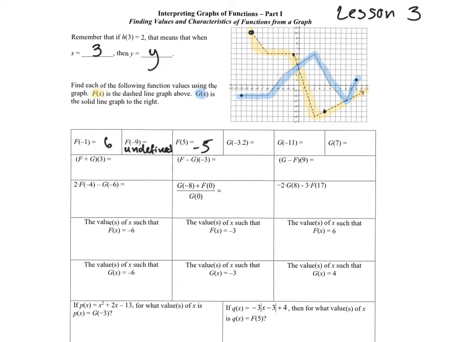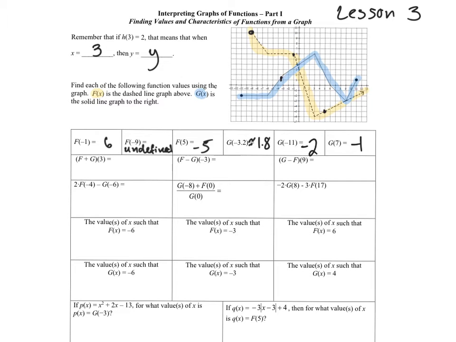Now, this is asking for our g of x when it's -3.2. So -3.2, so right around in here. We'll say it's approximately 1.8, I guess. In the next one, we're looking at the g of x function when x is -11, y is -2. And the g of x when x is 7, y is -1.